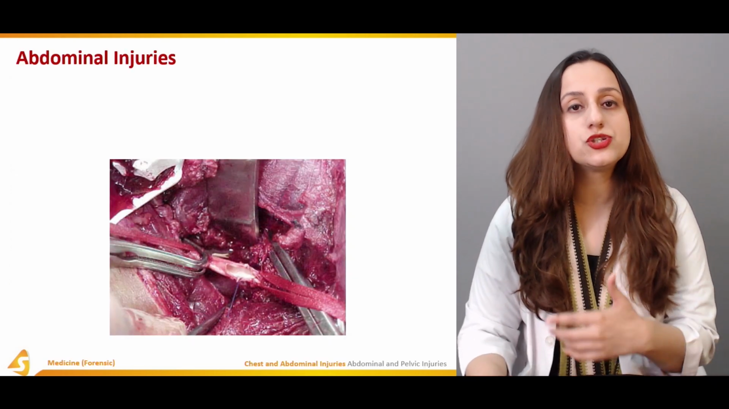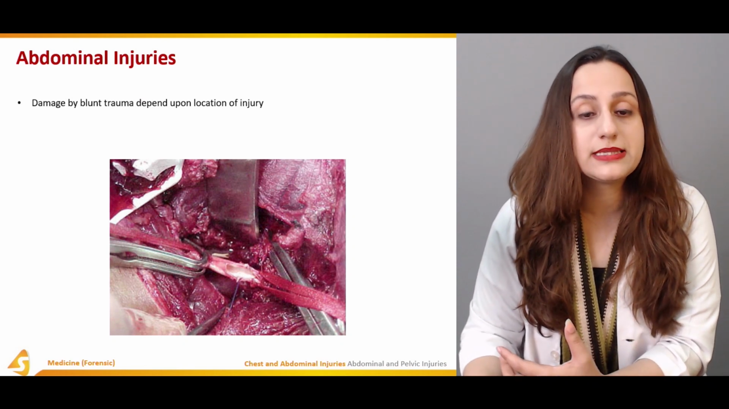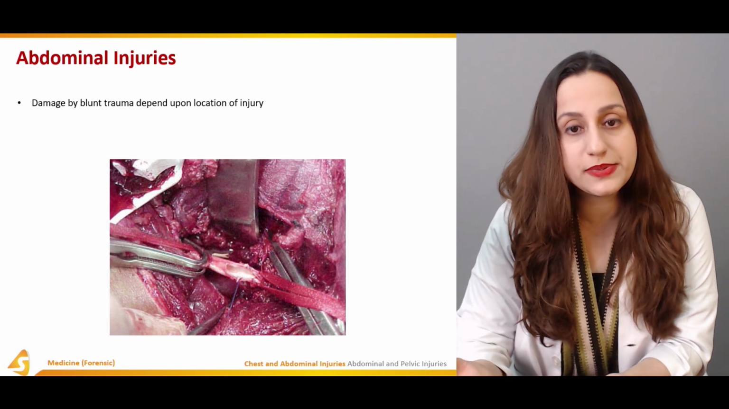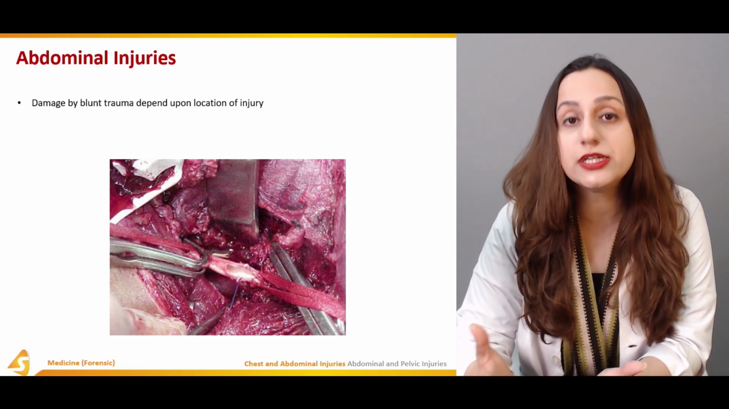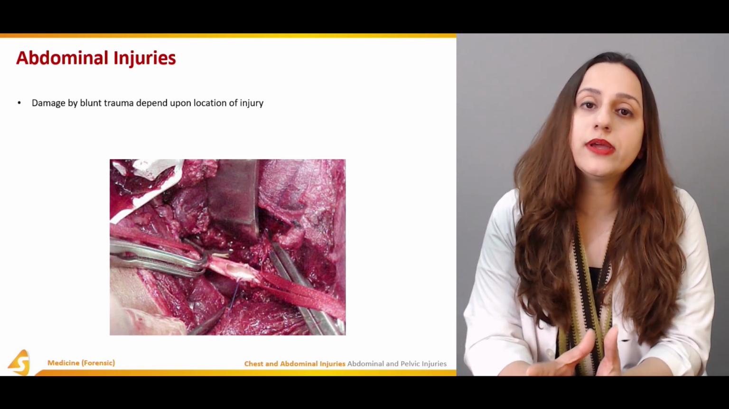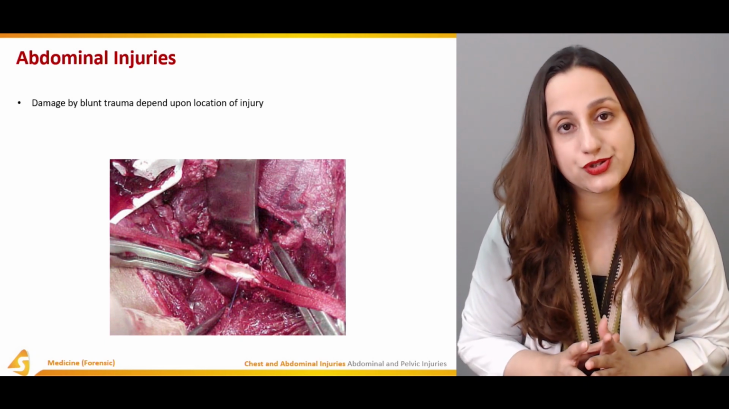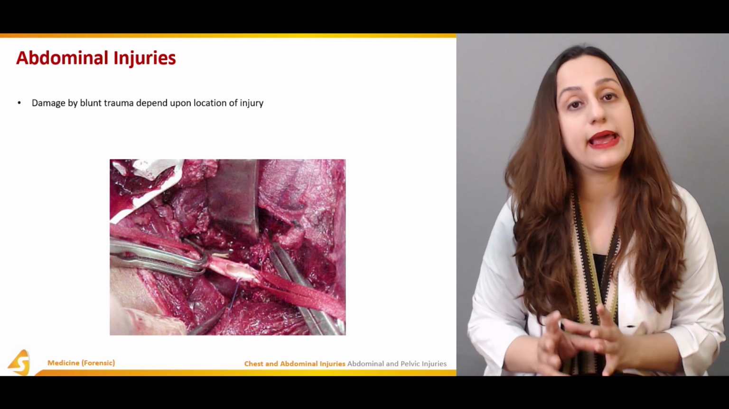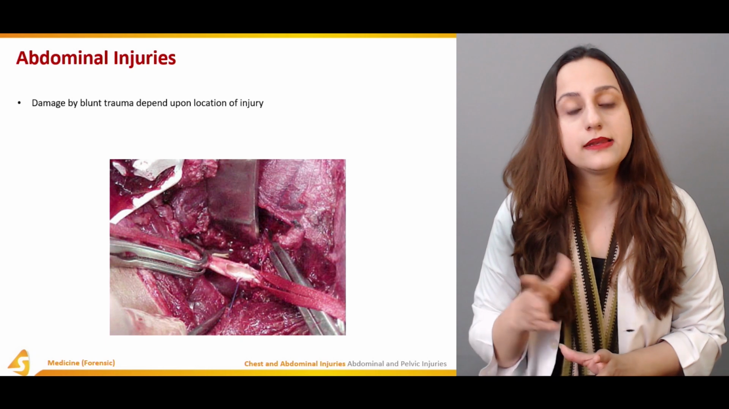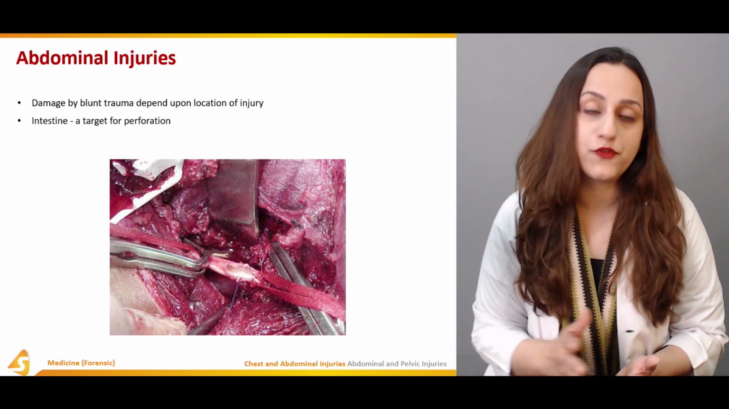If we talk about abdominal injuries, blunt trauma can be the cause of these injuries. Blunt weapons again depend upon the location of the injury and what structures are lying over there. So we will be focusing on the surface landmarks for these structures. The surface landmarks will help us locate what kind of structures are lying under that area and can be damaged in such traumas.